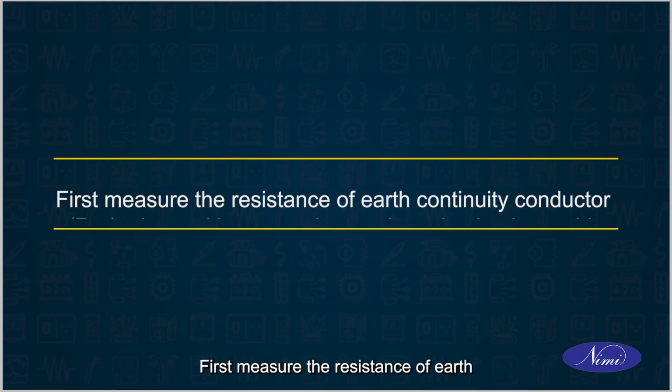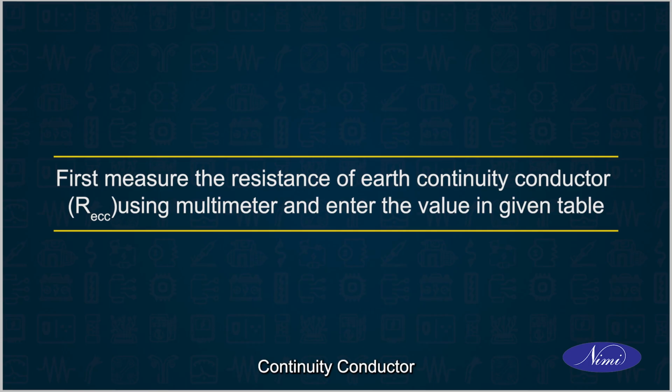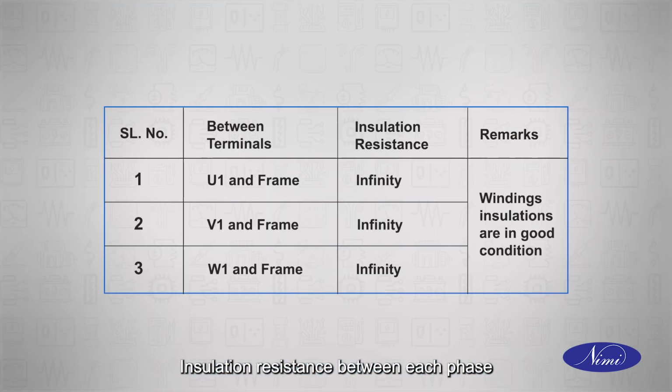First, measure the resistance of earth continuity conductor RECC using multimeter and enter the value in the table. Insulation resistance between each phase U1, V1 and W1 and body was already measured previously.